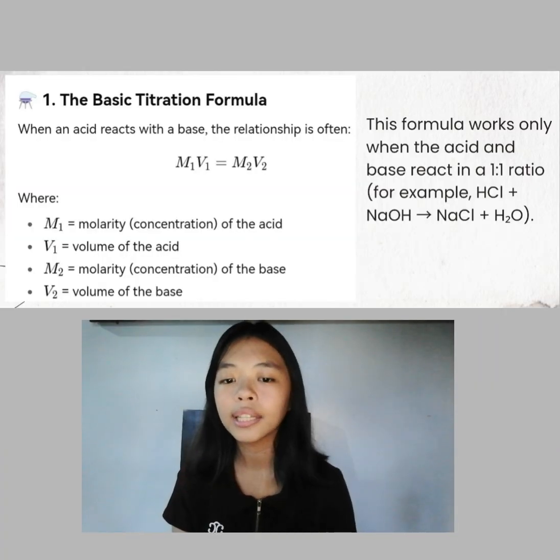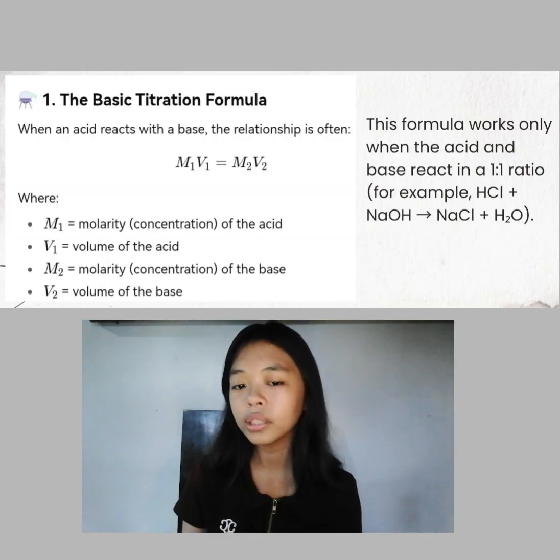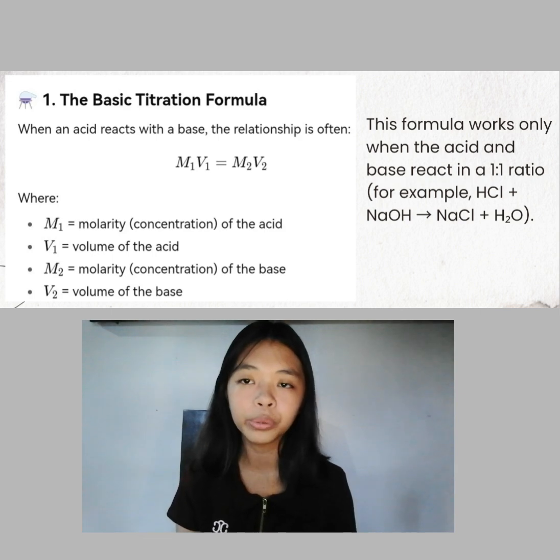Now that we understand what acid-base titration is and the different types, let's move on to how to actually solve titration problems. It involves using mathematical relationships between the acid and base to determine unknown concentrations, volumes, or moles. To do this, we use a very important equation called the titration formula. The basic formula is M1V1 = M2V2.